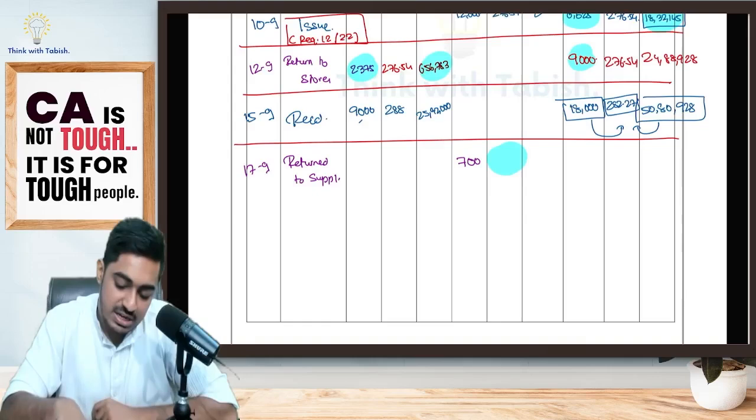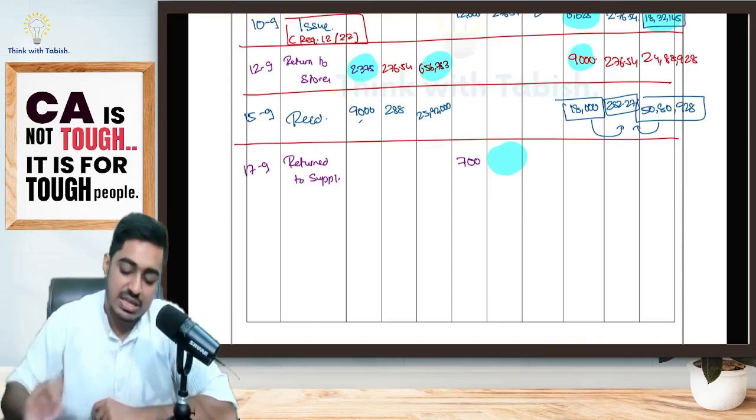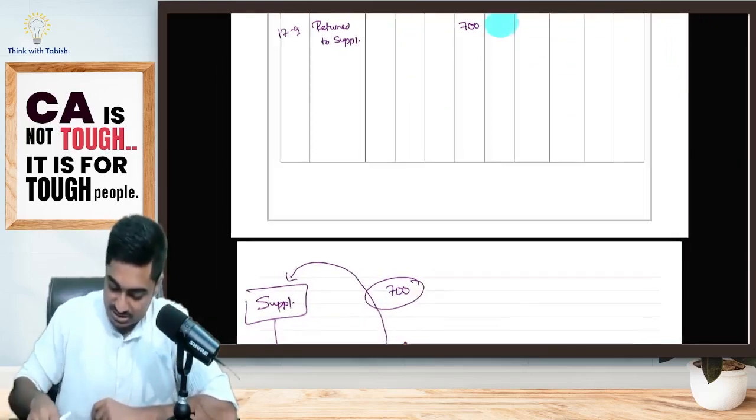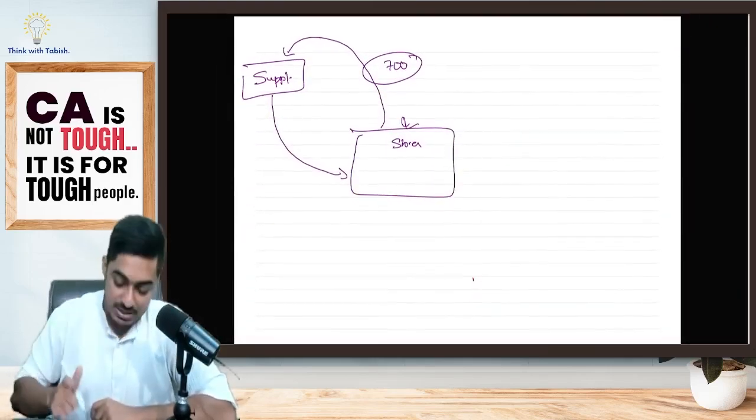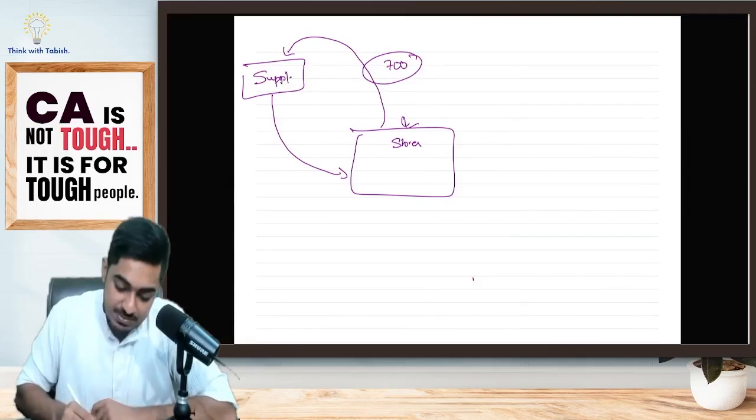Yes, 159. Then 12. Then 9. Yes, September 15th. I am having purchase order 160. So now I understood the story. Pay attention. What happened on September 15th?